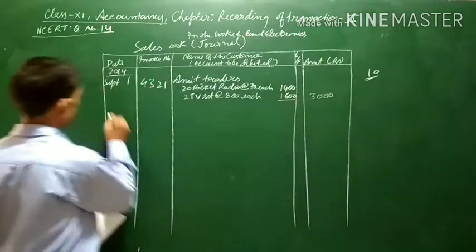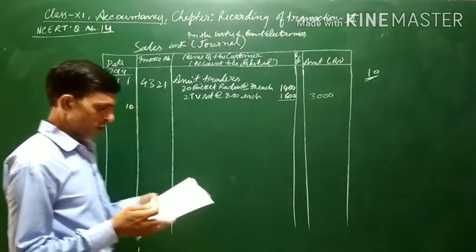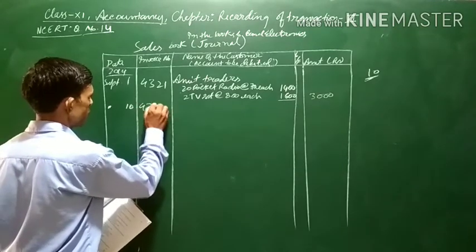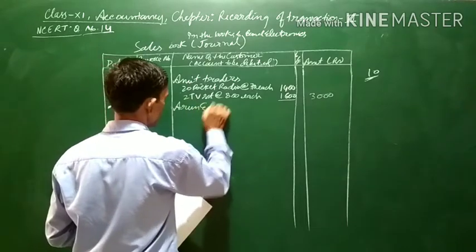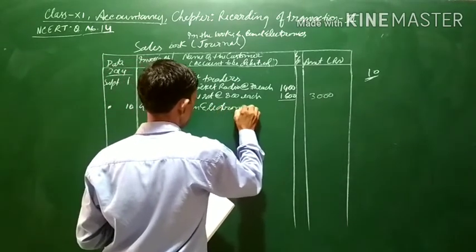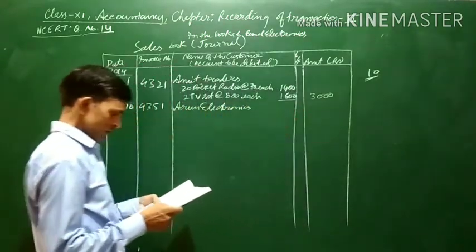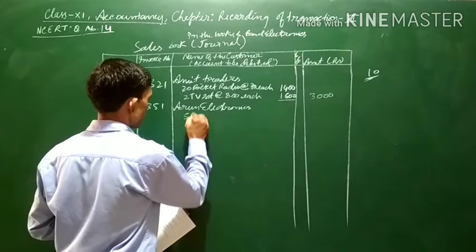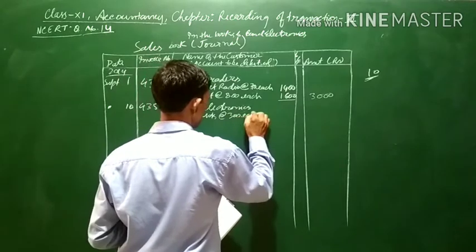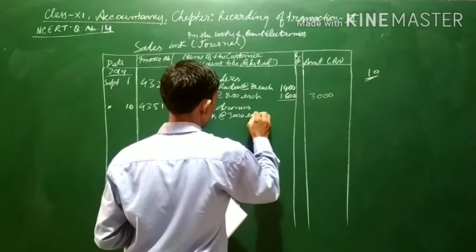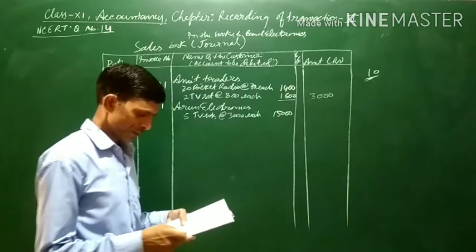Then on 10th September, bill number 4351, it is sold to Arun Electronics. We will write here Arun Electronics, and 5 TV sets at the rate of 3,000 each. 5 times 3 is 15, that is 15,000.